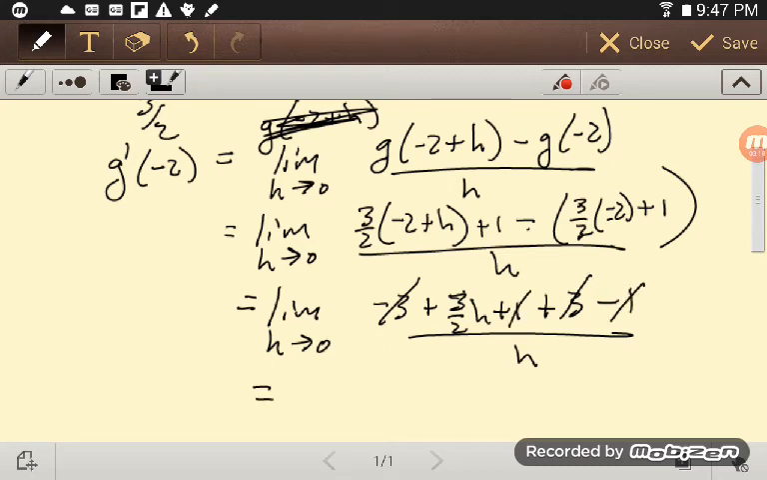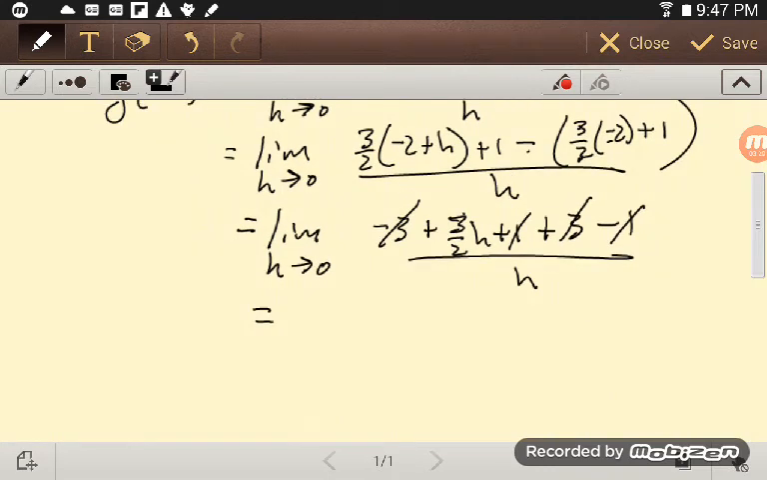Typically, if you don't get something that looks like you can factor an h out, probably you substituted something wrong. Not always, but certainly it could be the case. So here we have 3/2 h over h.